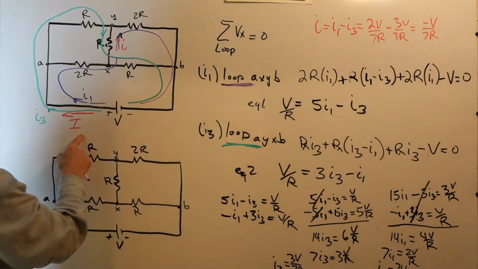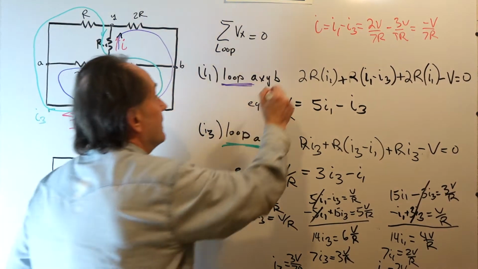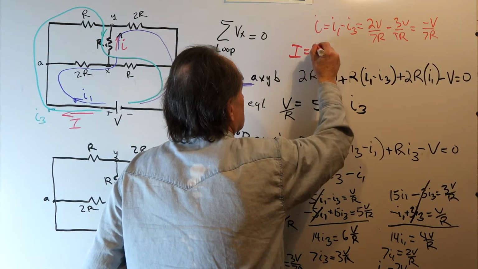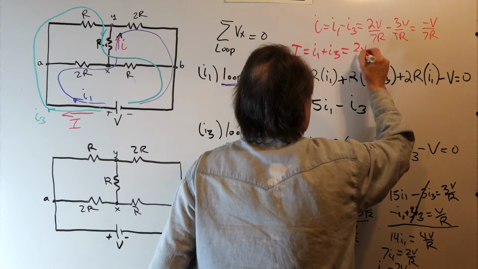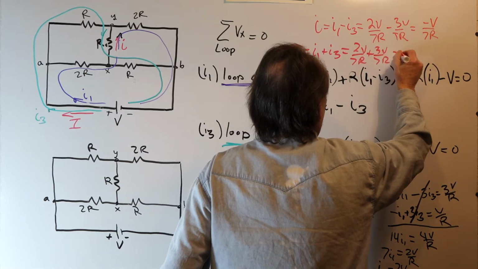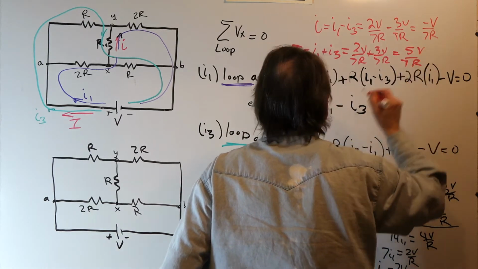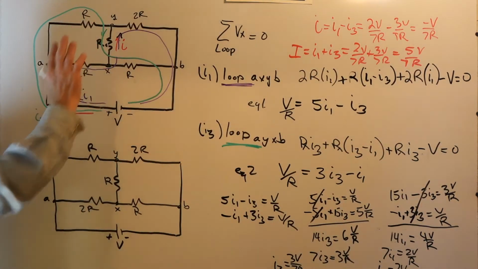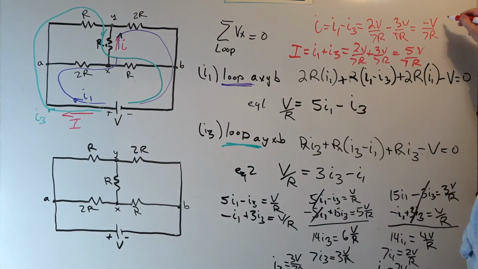How about capital I? Well, capital I we see is I1 plus I3. So cap I equals I1 plus I3. So that's 2V over 7R plus 3V over 7R, or 5V over 7R. So that's the current coming out of the voltage source into the network. So the network's solved. There it is. Here are the answers.